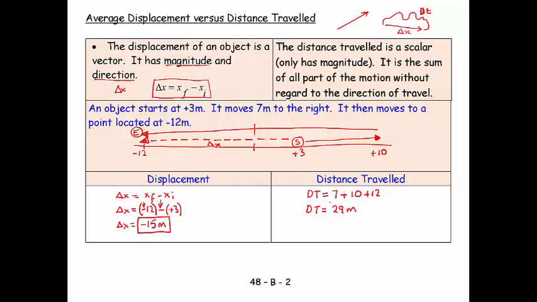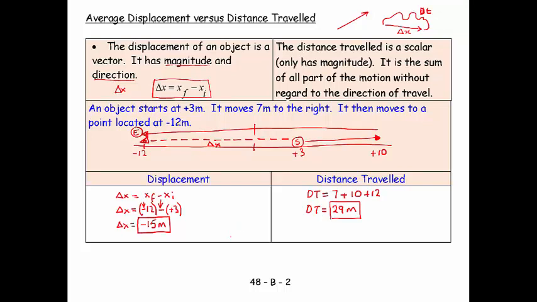29 meters. There's not really a formulaic equation for distance traveled. It is just the sum of all the bits of the journey. And sometimes they're a little bit harder to work out than the actual displacement is.